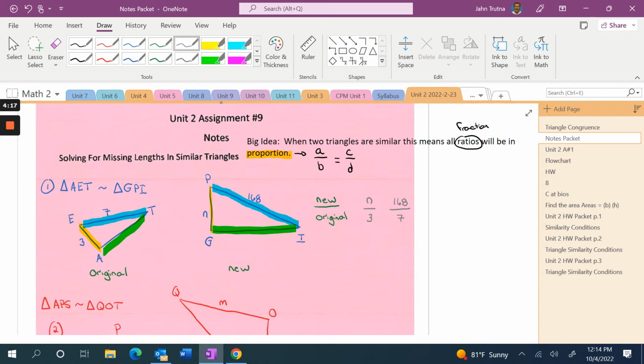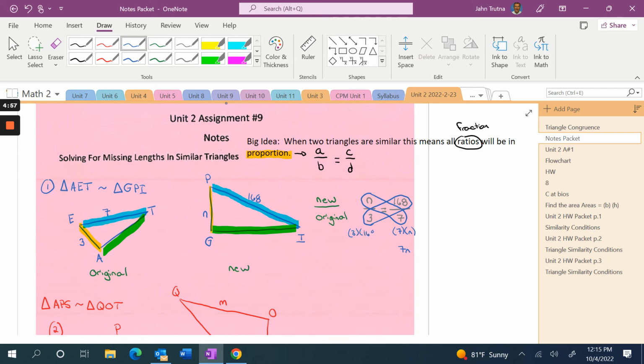When two triangles are similar, I know the triangles are similar based on this statement right here, right next to number 1. This means the ratios will be in proportion, which means the ratios will be equal to each other, and I'm going to use that proportion to solve for the missing length, which is N, and I'm going to use the cross multiplication technique. So I'm going to multiply the 7 with the N. I'm going to write down that result, which is 7N. And then I'm going to cross multiply the other way. So I'm going to multiply the 3 with the 168.